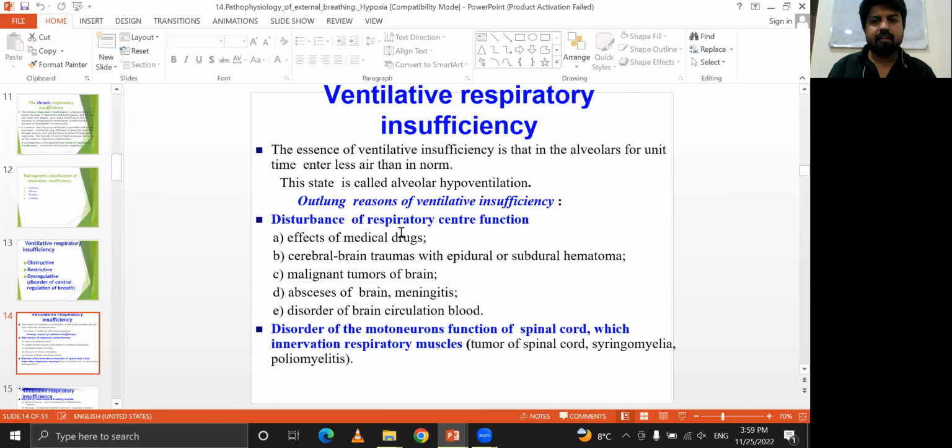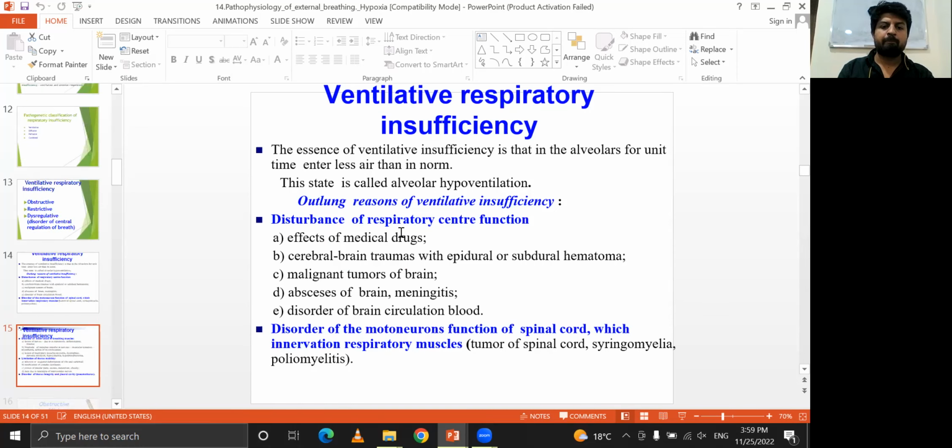In ventilative respiratory insufficiency, less air enters the alveoli per unit time than normal. This state is called alveolar hypoventilation. It is also one of the respiratory center dysfunctions, caused by the effect of medical drugs, cerebral brain trauma, malignant tumors, brain abscess, meningitis, and disorders of brain circulation.